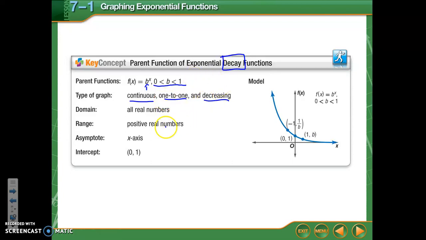The domain is all real numbers. The asymptote is still the x-axis, and the y-intercept is still (0, 1). But notice the shape. It starts out really high, and it decreases really fast, and then it starts to decrease slower and slower and slower.